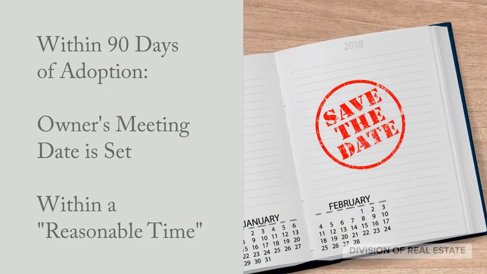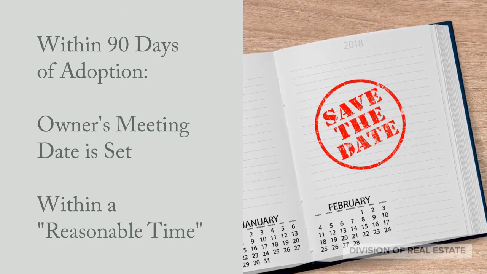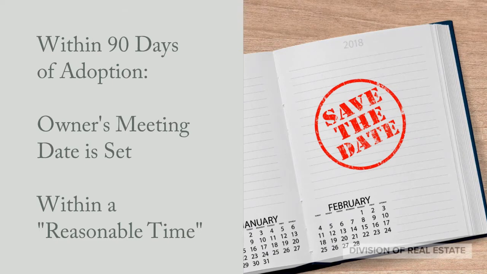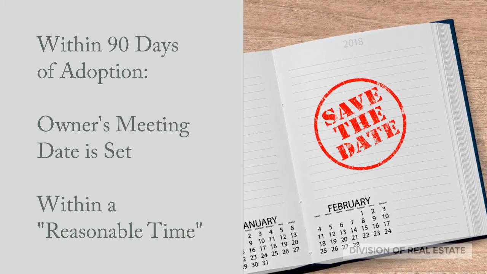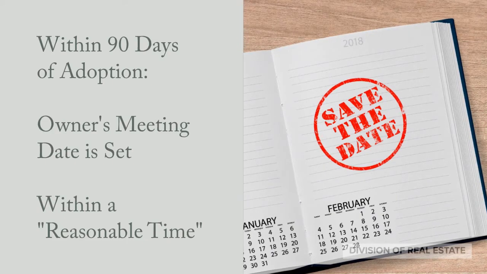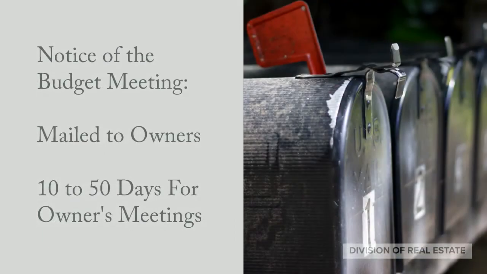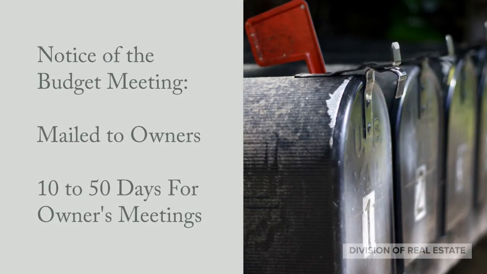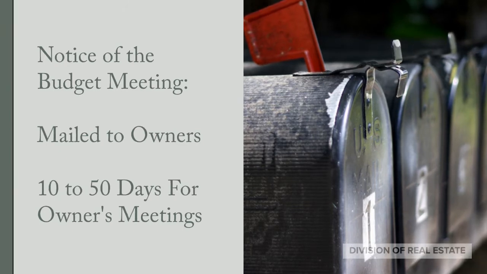Within 90 days of the Board of Directors approving the budget, an owners' meeting date is set for the homeowners to consider the budget. The owners' meeting must occur within a reasonable time after the mailing or other delivery of the budget to the owners, or as allowed for in the bylaws. The notice of the owners' meeting must be mailed to all the homeowners as set forth with the requirements in the association's bylaws. The CCIOA law requires 10 to 50 days notice for all membership meetings.